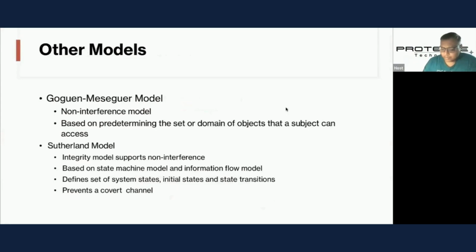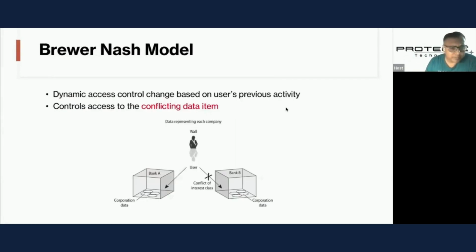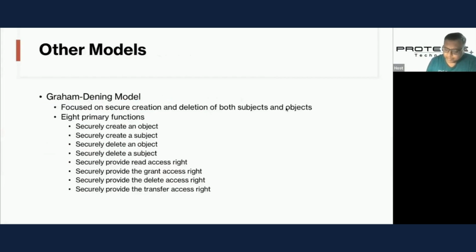There are many other models. One is the Gogian messenger model. It's a non-interference model. There is Sutherland model, based on, again, state machine and information flow model. Up to these models, it is important, right?